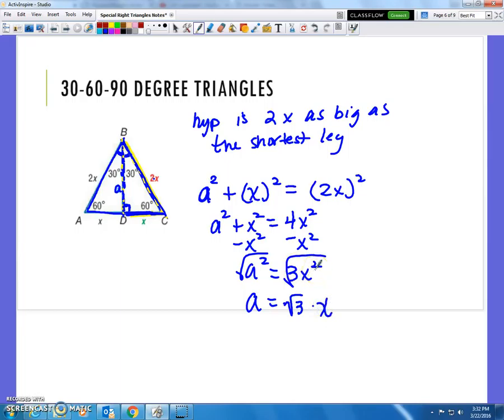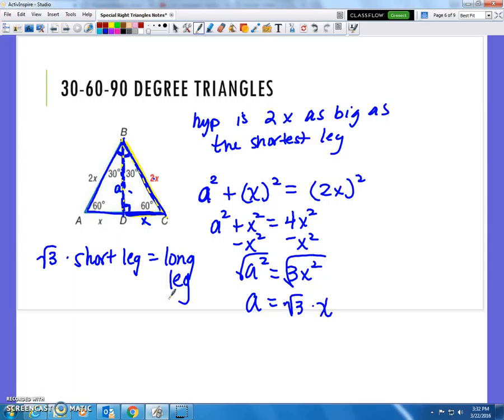So there's a relationship here as well. X represents the short leg side. If I have the short leg side, I can multiply it by the square root of 3 to find the longer leg's side. So root 3 times short leg equals long leg. All right, so there's a relationship there.